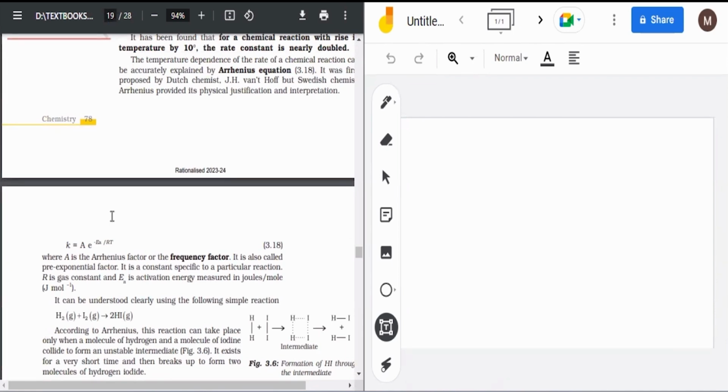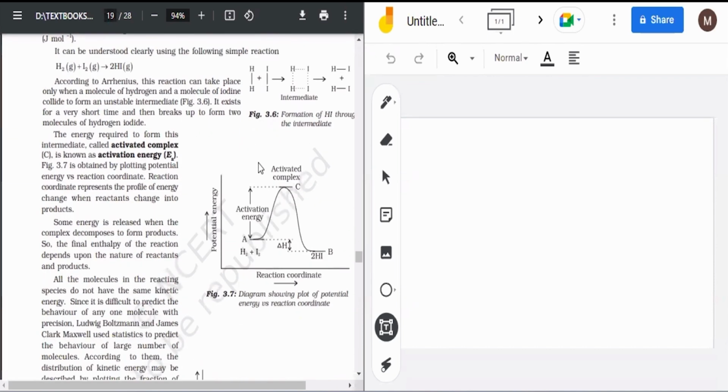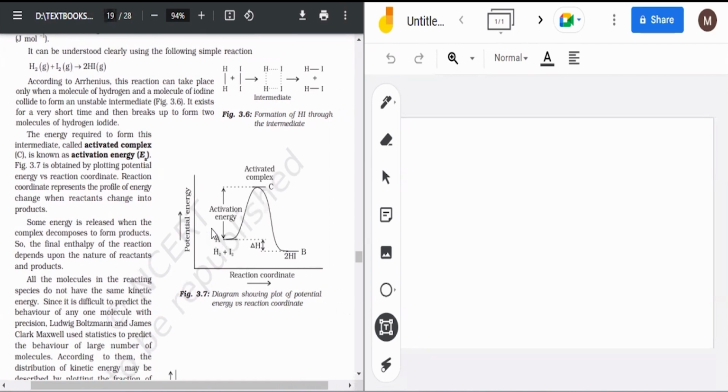Like on a general basis, on rise of every 10 degrees Celsius, the rate of reaction becomes double. So you can check it by putting values in this formula, and rest we will do it further. But this is a graph of reaction coordinate versus potential energy, very important graph. This can be asked in the exam.